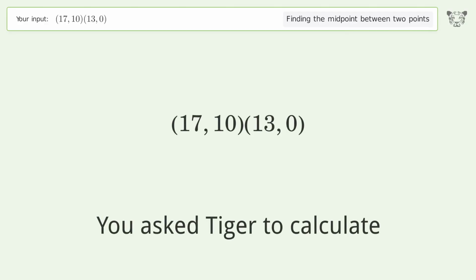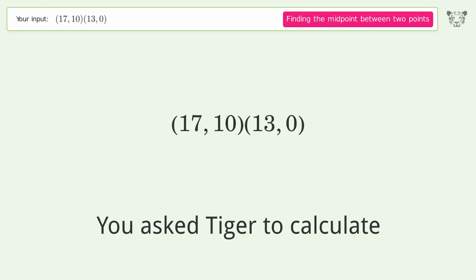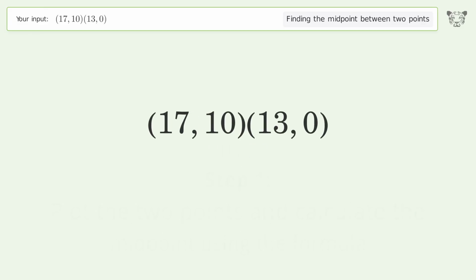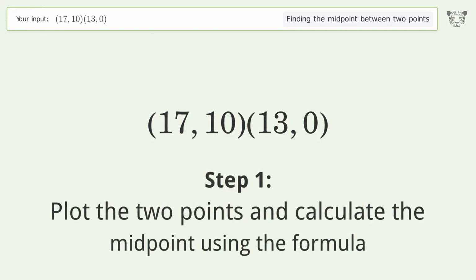You ask Tiger to calculate. This deals with finding the midpoint between 2 points. The midpoint between the 2 points is 15,5. Let's solve it step by step. Plot the 2 points and calculate the midpoint using the formula.